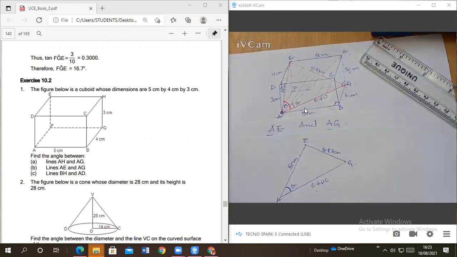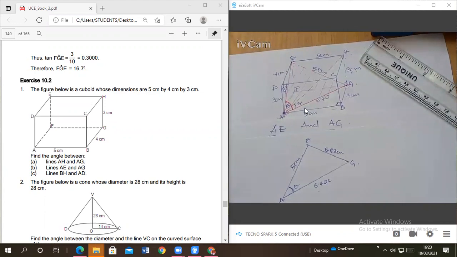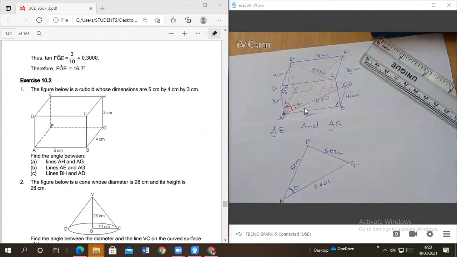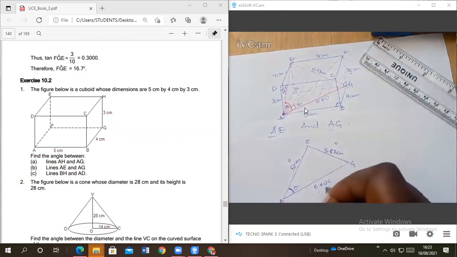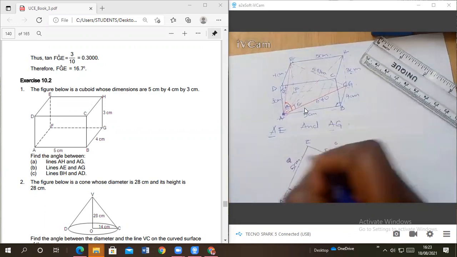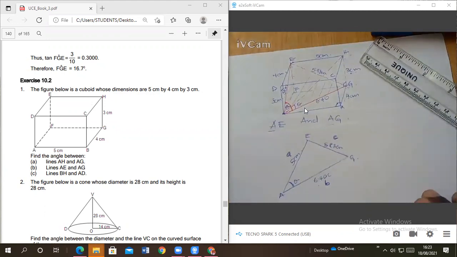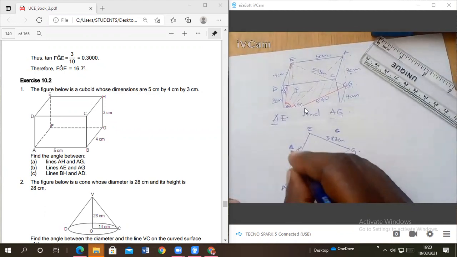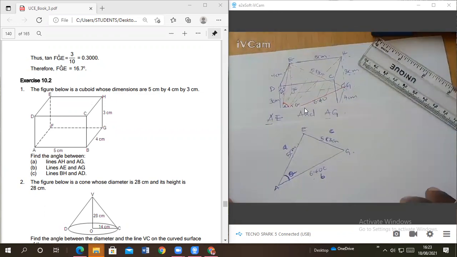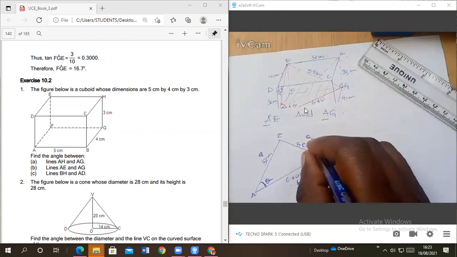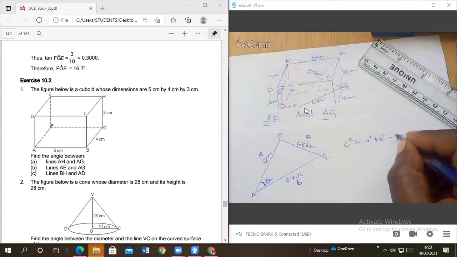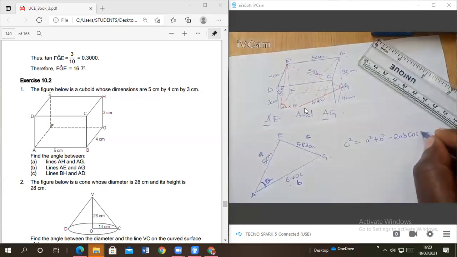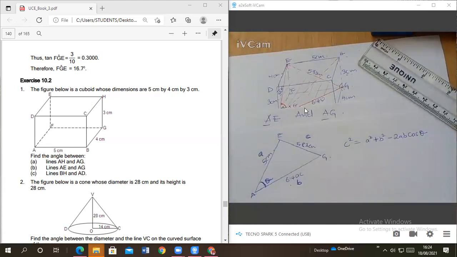Now let us use the cosine rule. Suppose this is a triangle and this side is C, this side is A, and this side is B. And this is the angle theta between A and B. So the cosine rule is that if you want to get this side, C squared is equal to A squared plus B squared minus 2AB cos theta. That is the cosine rule.